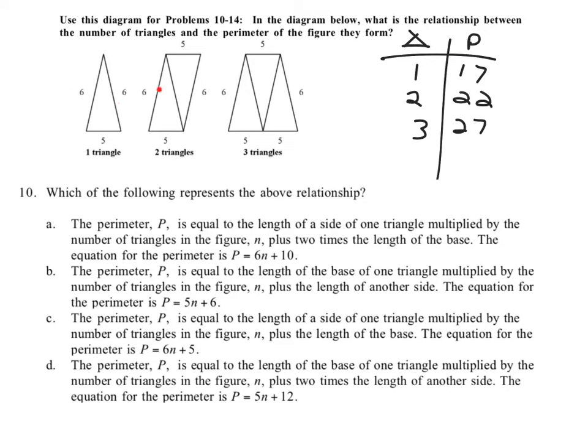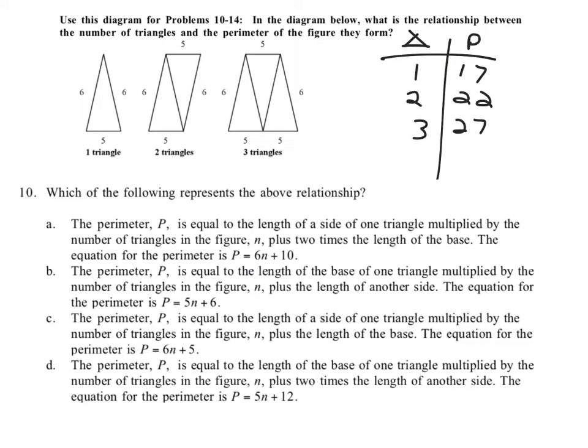So we've got kind of a plus 12 from these, and then however many fives we've got corresponds to the number of triangles. So the perimeter is equal to the length of a side of one triangle multiplied by the number of triangles, plus 2 times the length of the base. No, I don't like it.